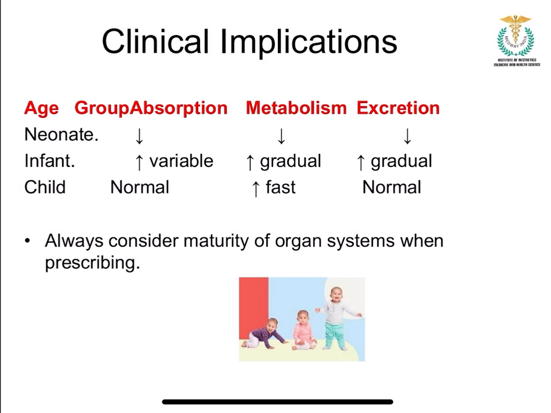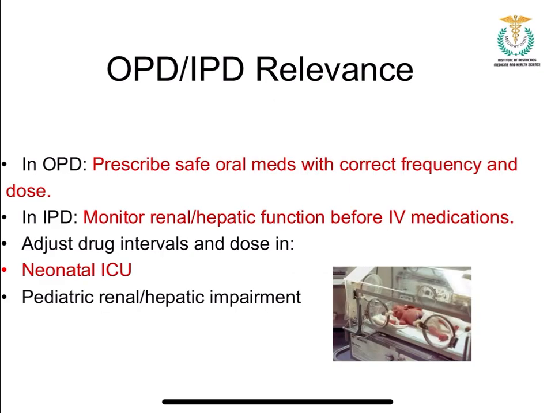So absorption is mostly variable, metabolism is gradual, it increases gradually. You see that up sign, it increases gradually. So both metabolism and excretion, they increase gradually. And in a child, absorption is normal, metabolism is much faster, and excretion is normal. Always consider maturity of organ systems when you're prescribing a drug.